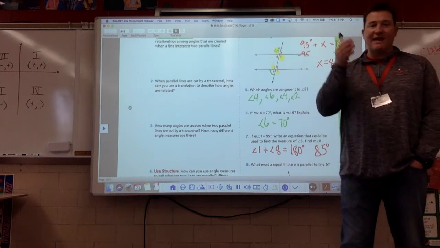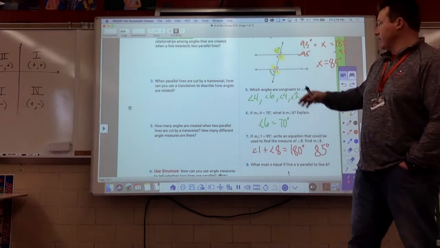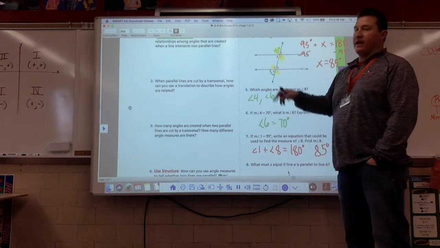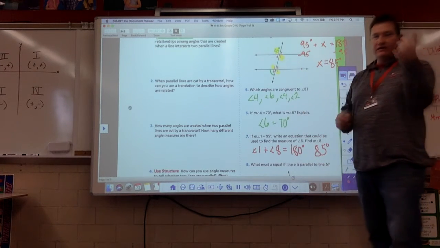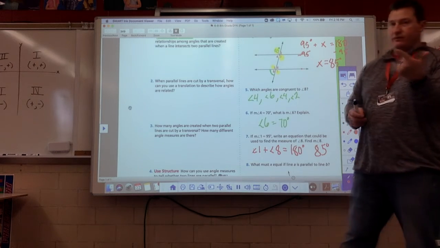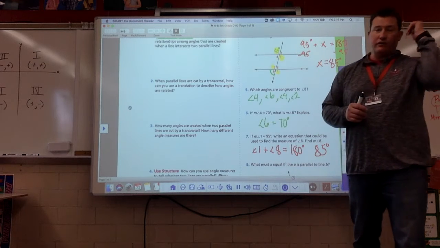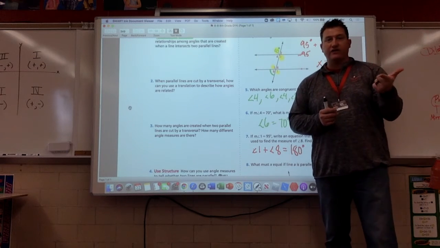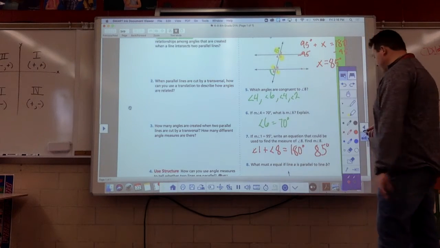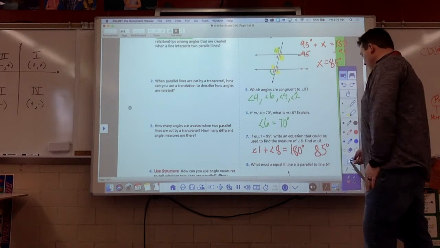So again, that means every angle in here, 1, 2, 3, 4, 5, 6, 7, 8, is either 85 degrees or 95 degrees. Okay? There's just two angle measures, right? All 8 of those angles, right? They're congruent or supplementary. That's it. Okay? A lot of kids try to overthink all this stuff.